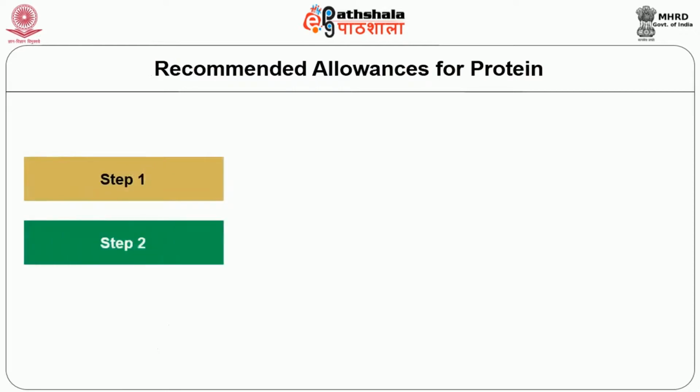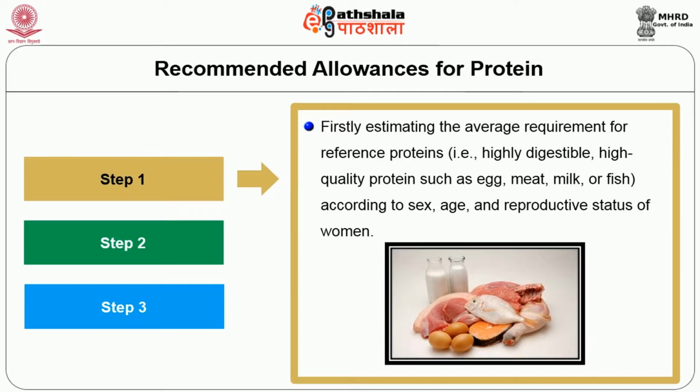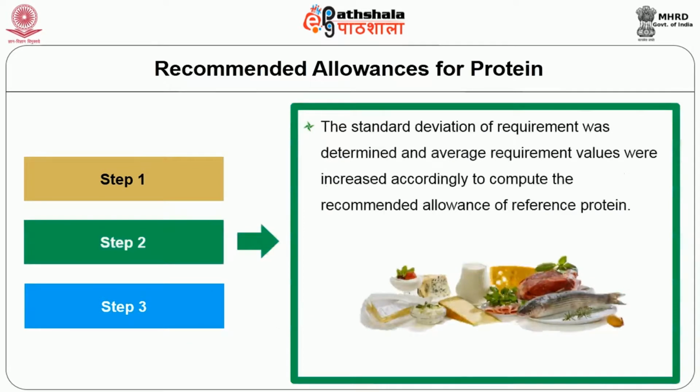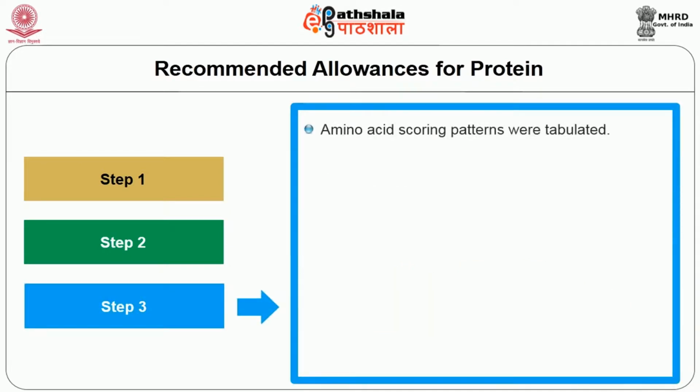Recommended allowances for proteins. In establishing an RDA for proteins, 3 steps were followed. Firstly, estimating the average requirement for reference protein according to the sex, age and reproductive status of a woman. Secondly, the standard deviation of requirement was determined and average requirement values were increased accordingly to compute the recommended allowances of reference protein. Thirdly, amino acid scoring patterns were tabulated.